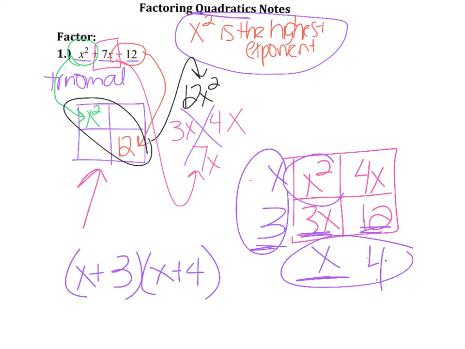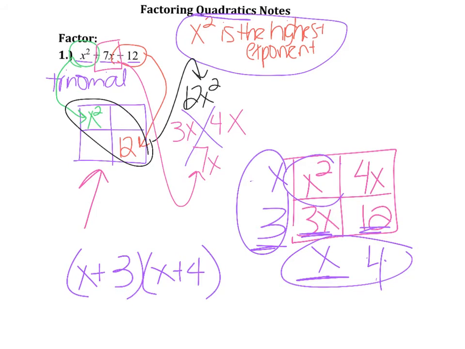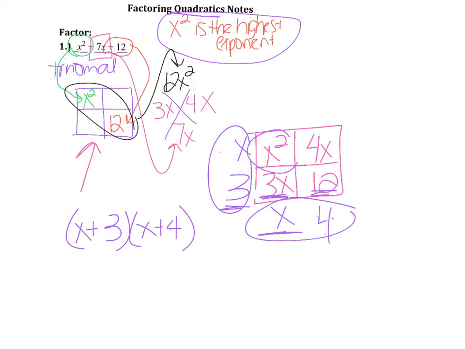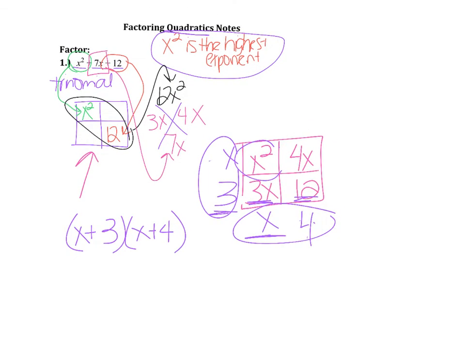So if you wanted to check to make sure this is right, you could multiply them back together. You could do the FOIL method. Remember, there's a couple of different ways to do it, but it should equal out to x squared plus 7x plus 12. So we're taking the trinomial in the beginning, the three-parter, and we're breaking it down to the two parentheses.